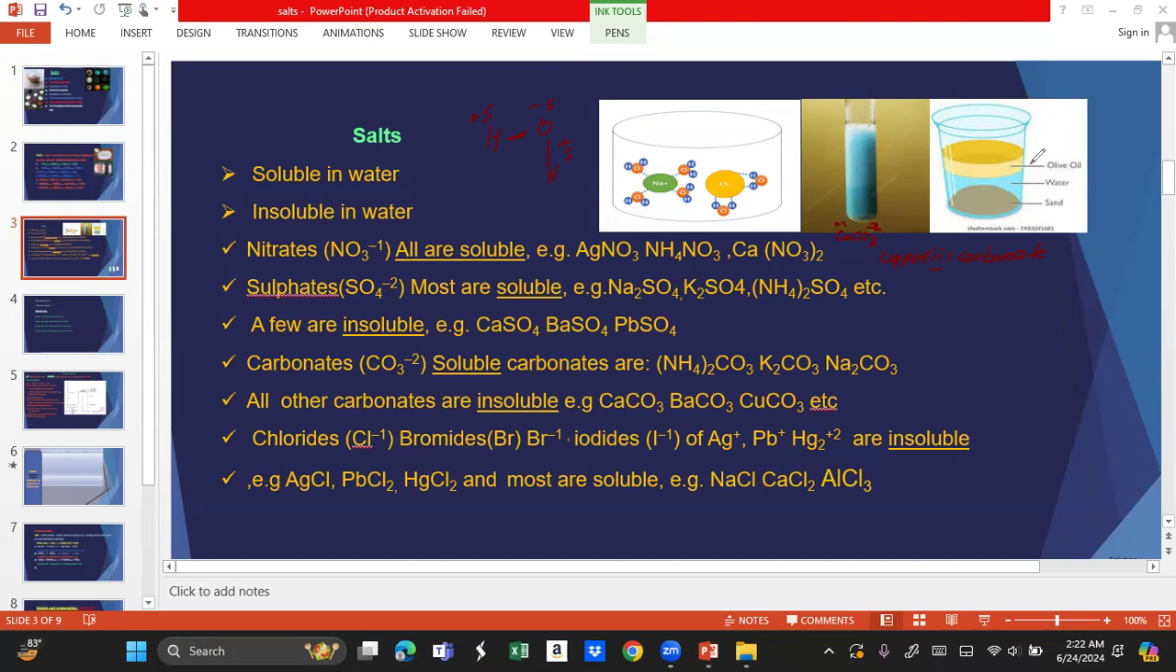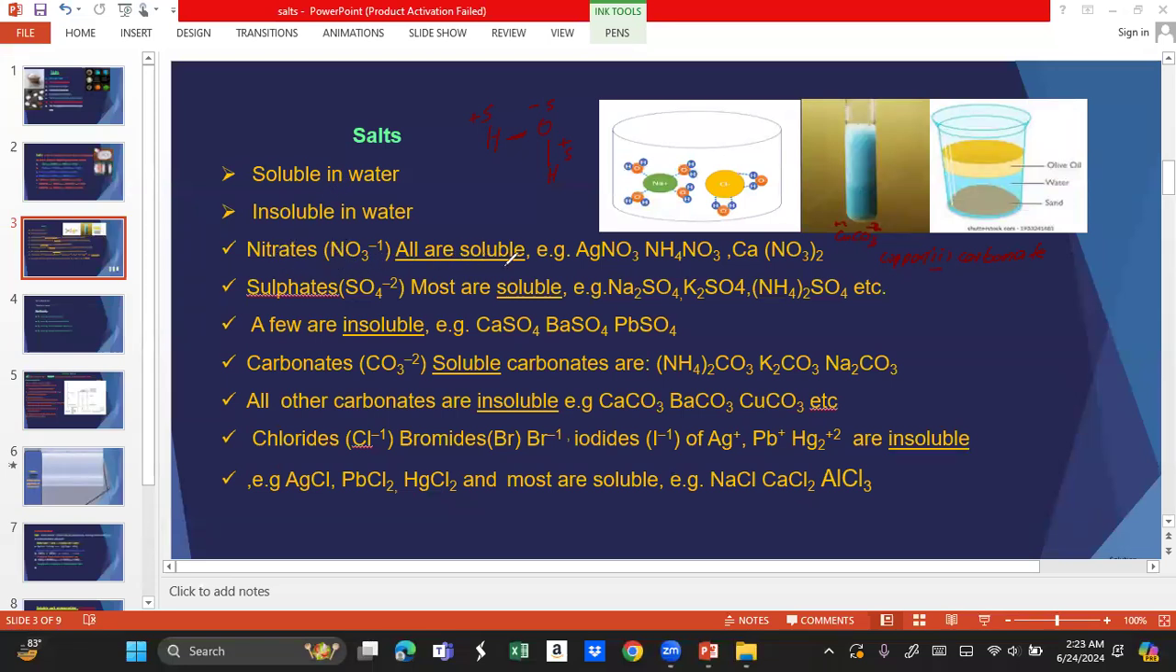We will be only focusing on how substances get dissolved, how they become insoluble, what are the factors that can affect its solubility, and how the solubility can be increased or decreased. We now see, in order to prepare soluble and insoluble salts, we need to know this. It is very important. First, let's start with nitrates.